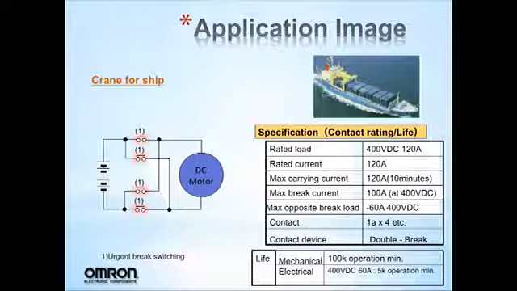DC power relays can also be used on a crane for a ship. They would control the DC motor. There would be 4 DC power relays used. They would be used for urgent brake switching.